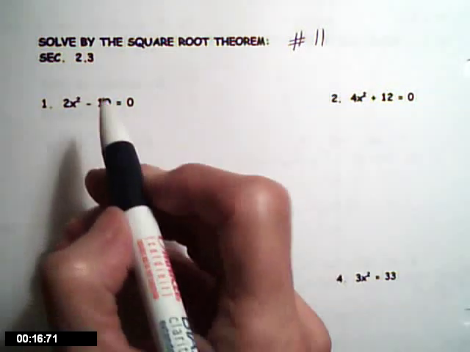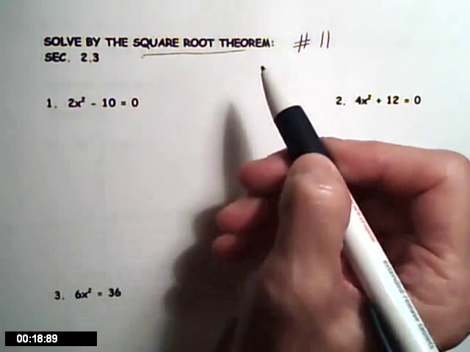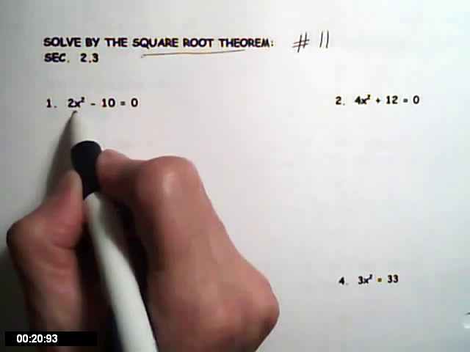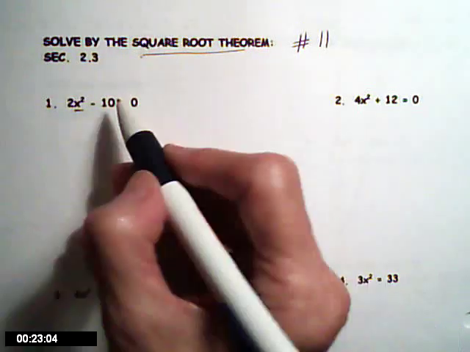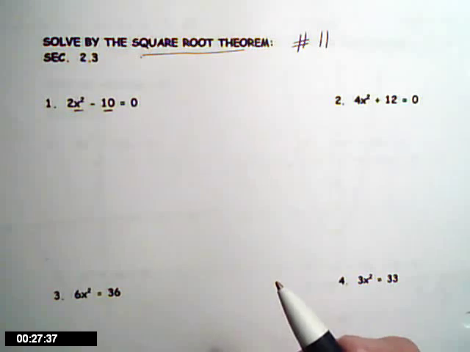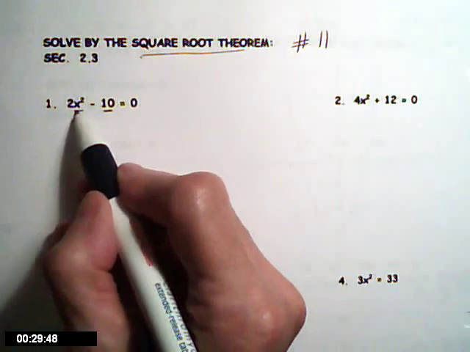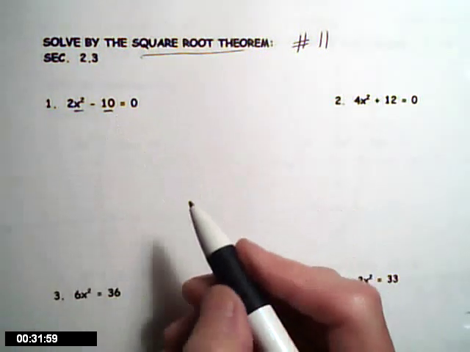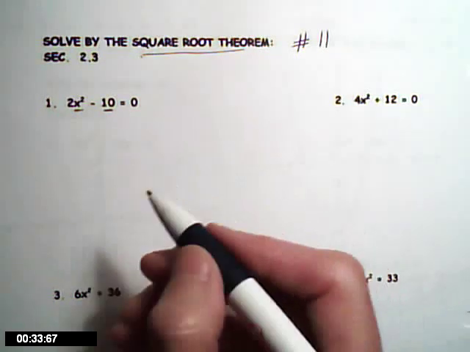What you need to realize is that to use this square root theorem, you have a squared term in your problem and you have a number term in your problem. You do not have an x term. You have a square and a number, but no x. Now that's how you're going to know to use this method.